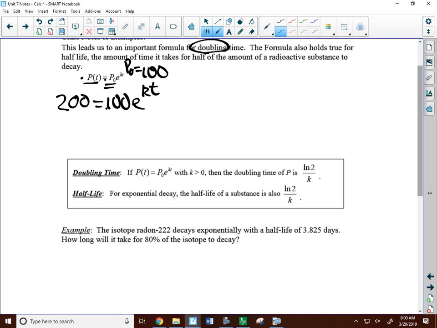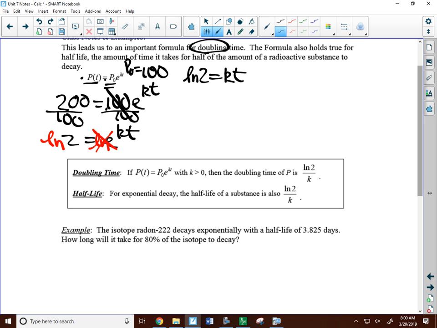Okay, well the initial amount is 100. We want to get to 200. So I'm going to solve this equation and get a nice little formula. We can divide by 100, as we've normally been doing, so we get 2 over here. And then, as we've been doing, natural log both sides. So here's what we get: ln of 2 equals kt.